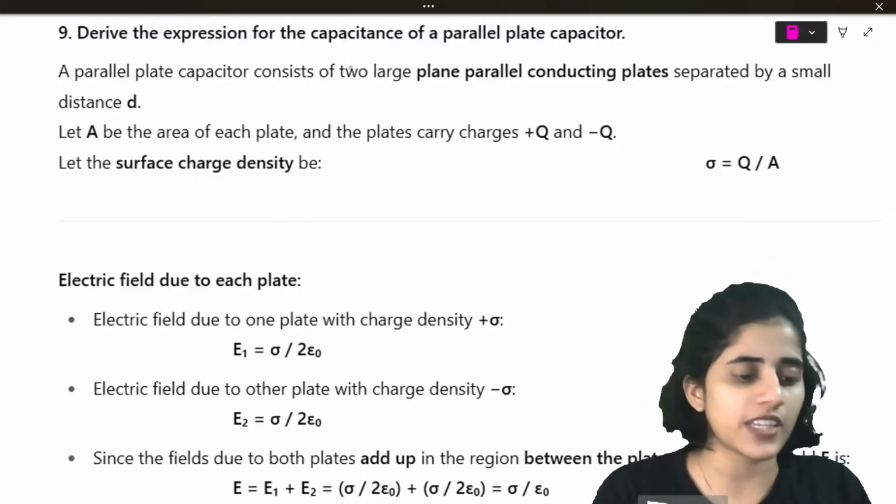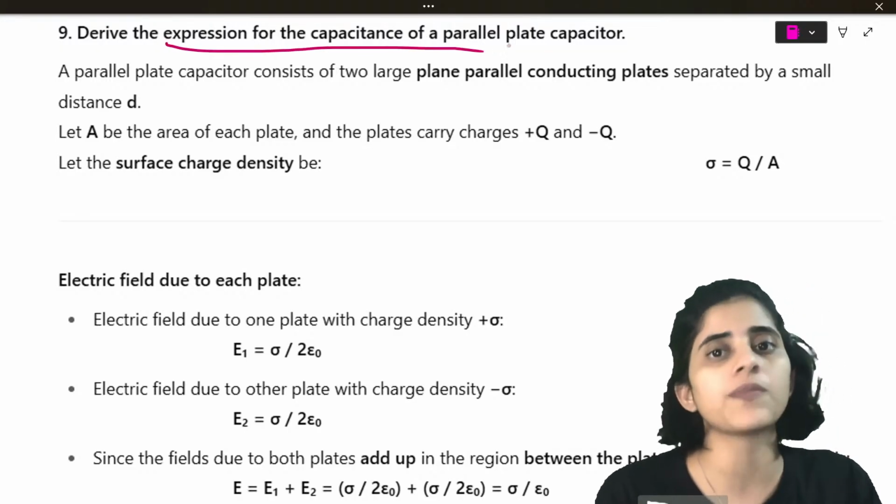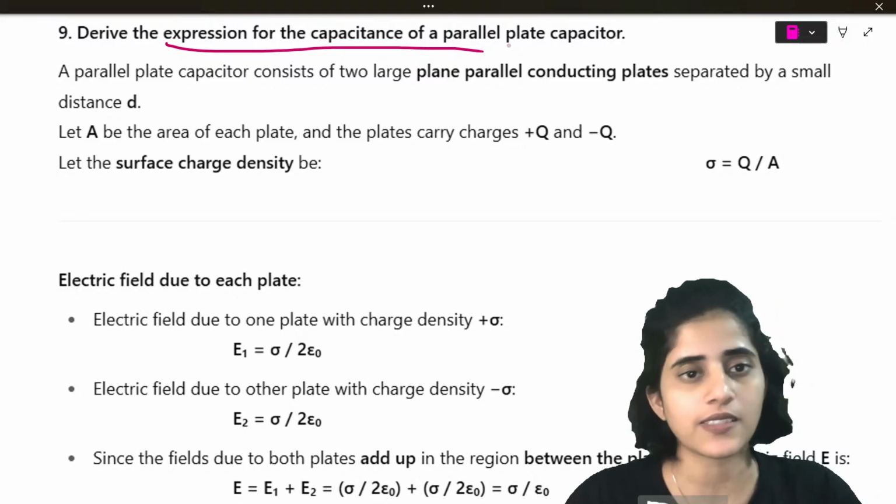Derive the expression of the capacitance of a parallel plate capacitor. Okay. Now we will find out the expression for capacitance.